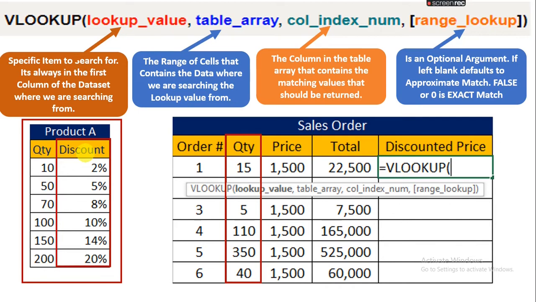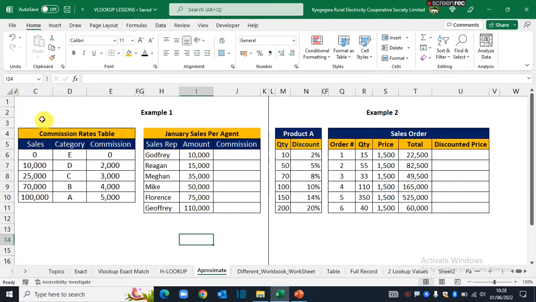Now that we have understood the syntax and the arguments that we need to apply, let us start writing our formula right away. In our very first example, we have the commission rate table that has been grouped in tiers and categorized accordingly. For example, anyone who makes sales between 0 to 10,000 doesn't earn any commission, and that is category E. Anyone who makes sales between 10,000 and 25,000 earns a commission of 2,000, that is category D. Then category C, B, and A follow with their corresponding commission rates. What we want to achieve in this example is to write a VLOOKUP function in this cell to calculate the commission that this sales rep will earn.